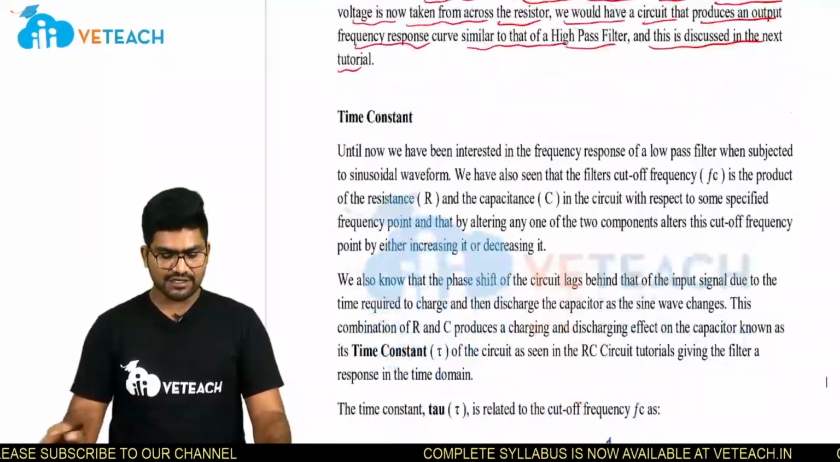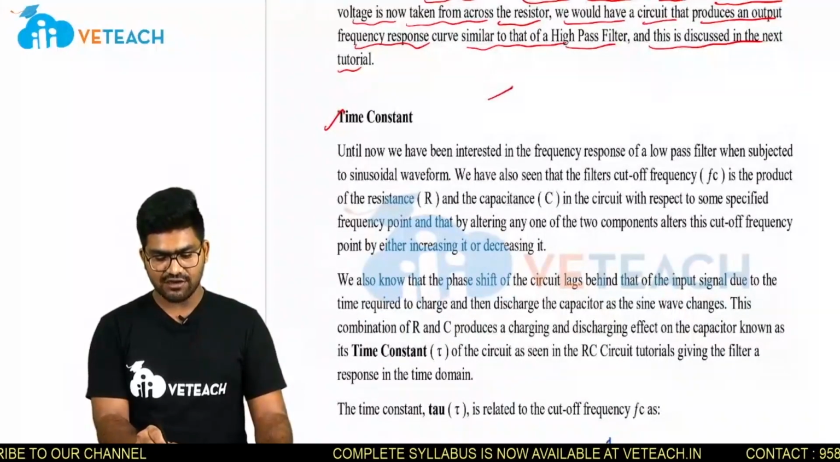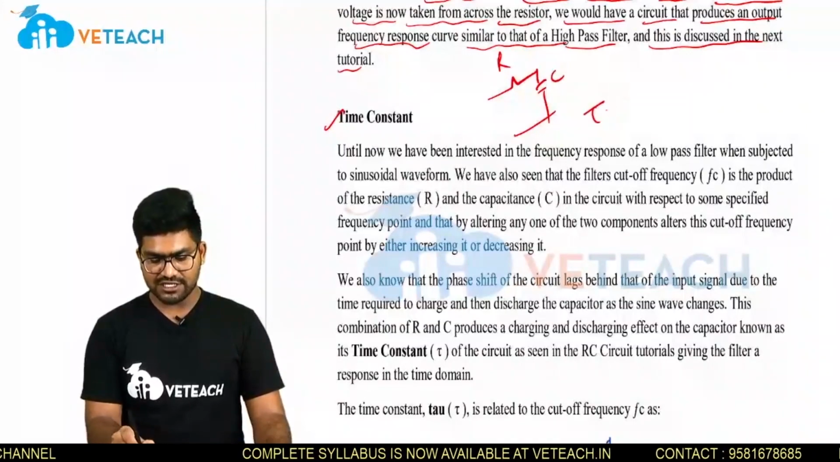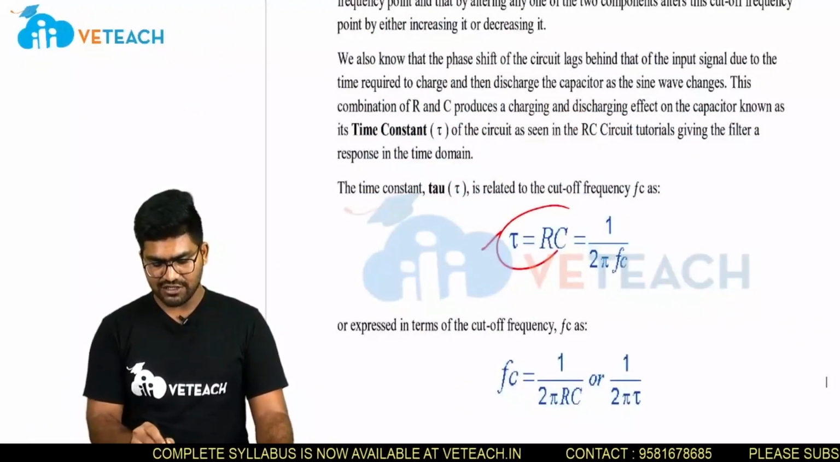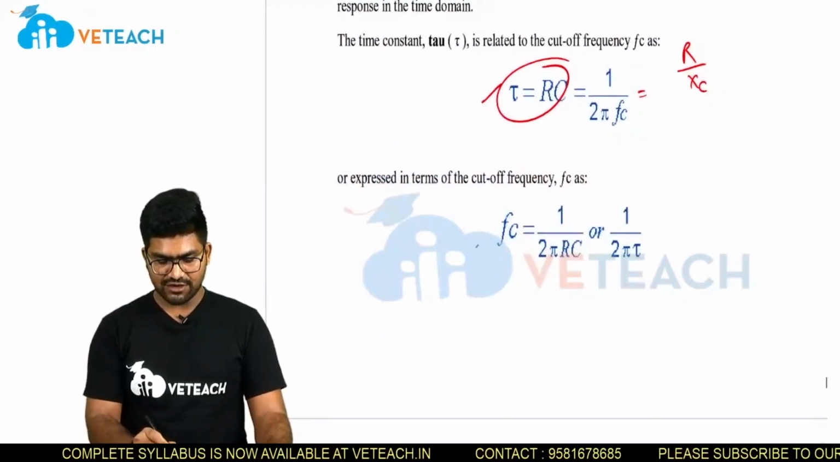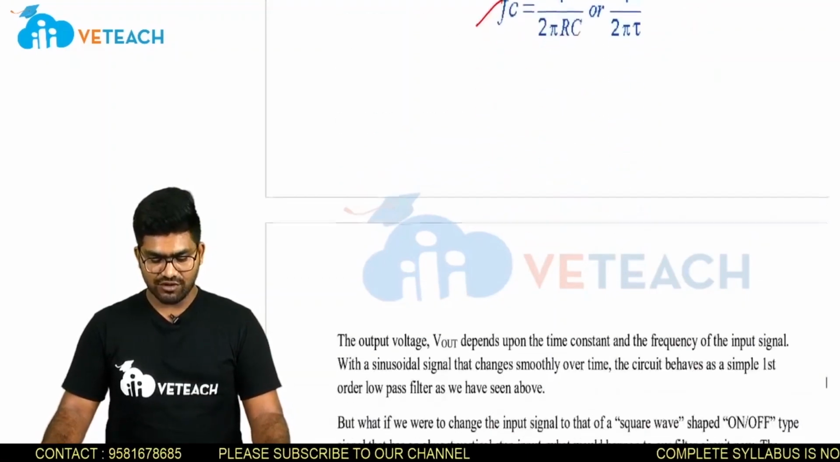So if I take the time constant of the RC circuit, since my low pass filter circuit is an RC circuit, right? So RC in series, so the time constant is nothing but R into C. Okay, this is the time constant R into C, which is R by XC, 1 by 2 pi Fc. Okay, so this is how we'll calculate the cutoff frequency and time constant of a low pass filter.